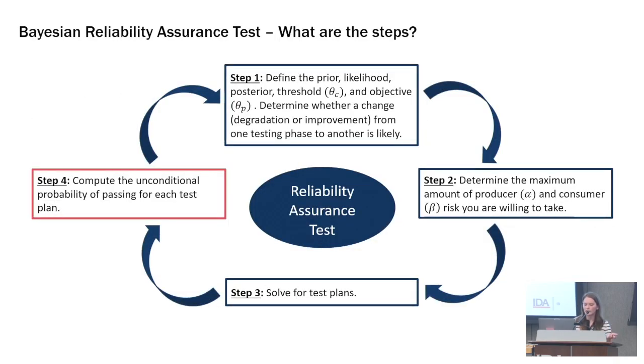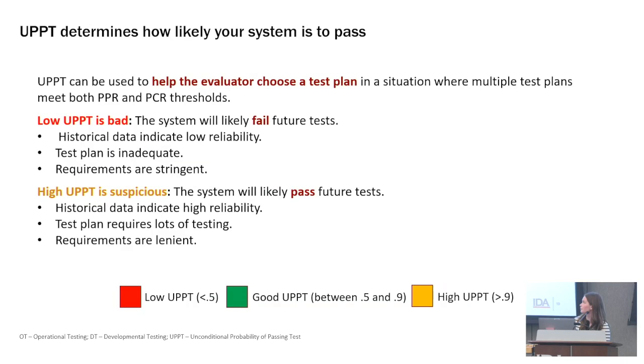Okay, so after we have our set of test plans, we can compute something called the probability of passing for each of those. This is ultimately going to help us determine which one of these test plans in our output is something that we should implement. The probability of passing is the probability that the system will pass future tests. We've categorized these into 3 different bins. A low probability of passing is anything less than 50%, and we highlight those test plans in our app in red, meaning you shouldn't pick them.